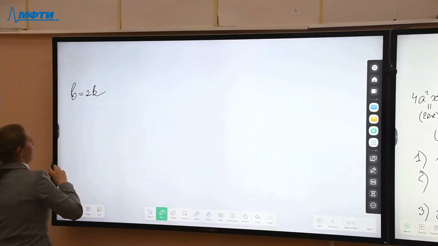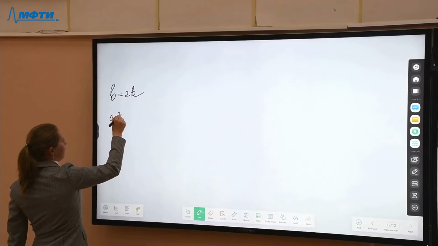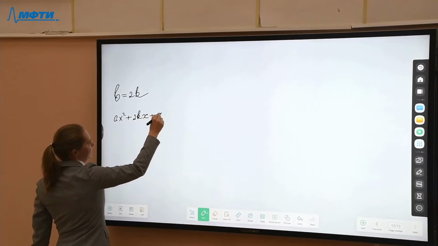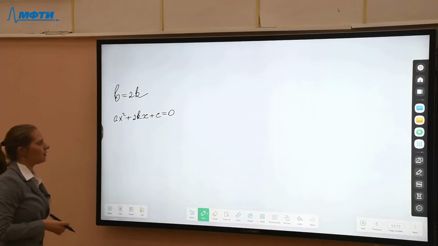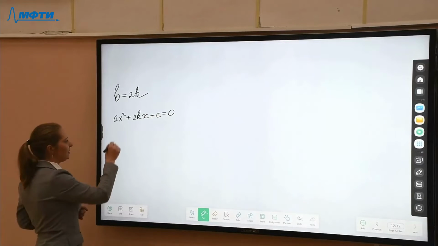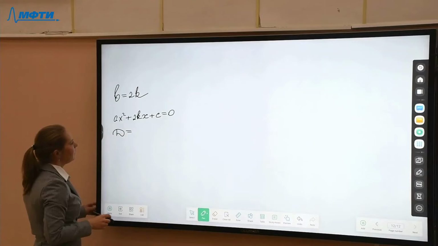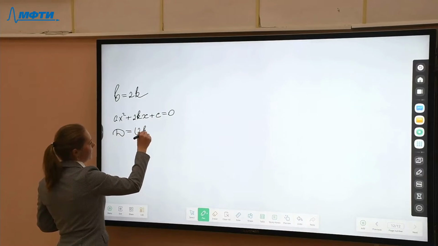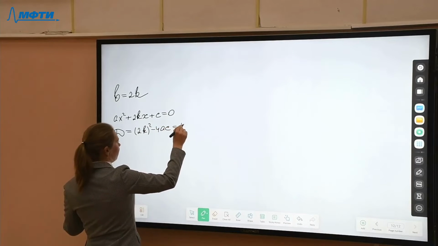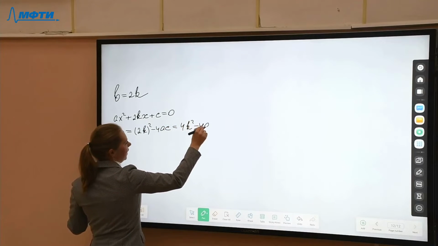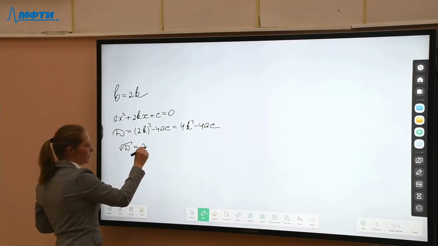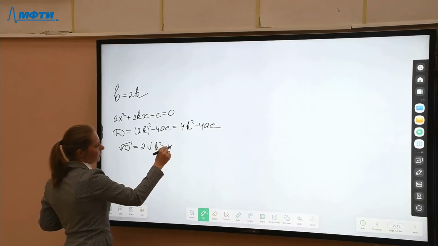b is 2k. So we have that ax squared plus 2kx plus c is 0. And we need to find the roots of this polynomial. First of all, we need to calculate a discriminant, D. D is now (2k) squared minus 4ac. So this is 4k squared minus 4ac. And the square root of D is 2 square roots of k squared minus ac.